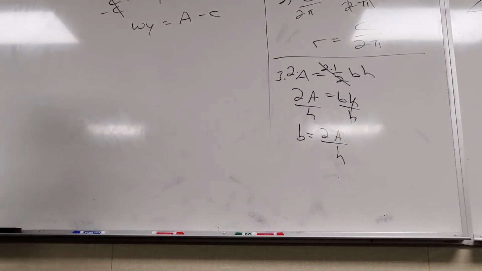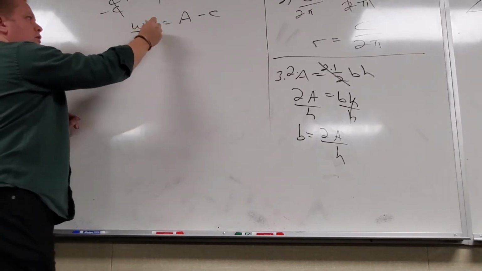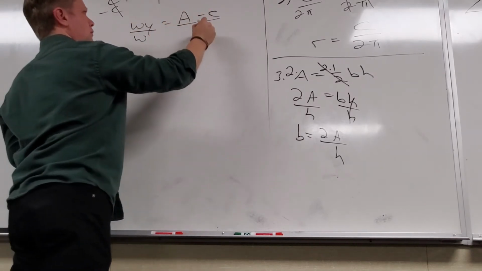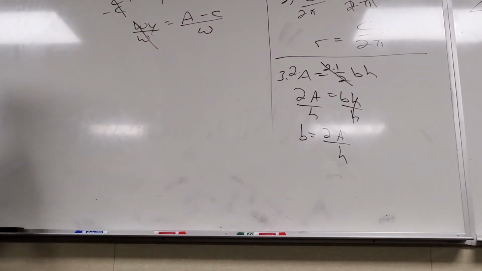And then what's the only thing left in my way? I want Y by itself. Divide by W. I want to kill the other dude. W times Y, so I'm going to divide by W. So I leave my poor little Y alone.